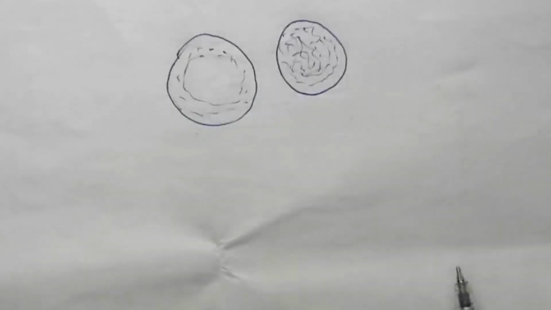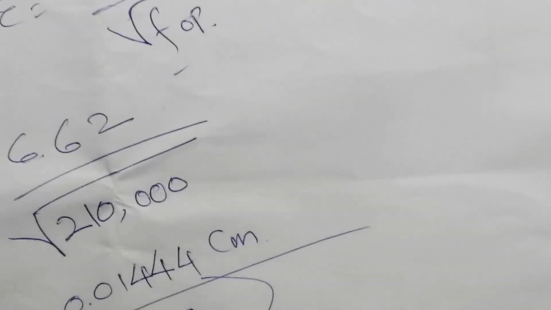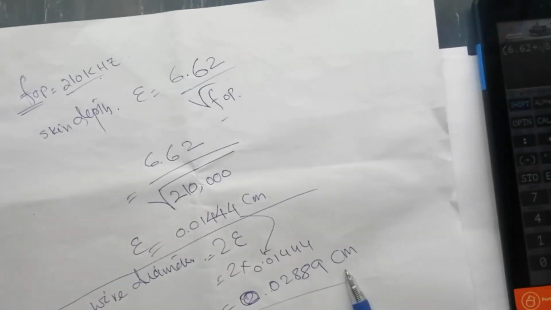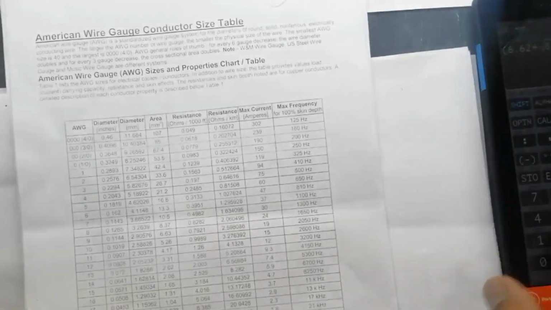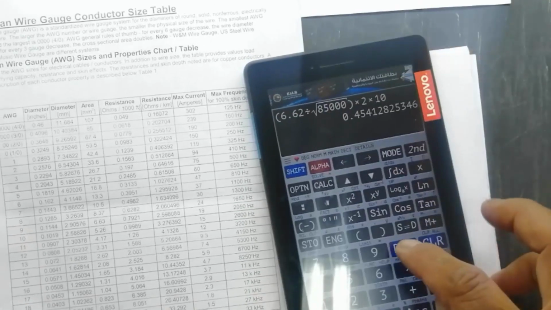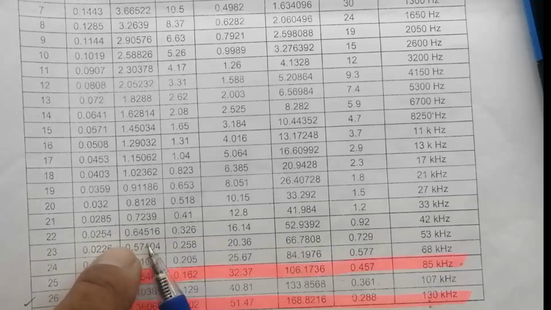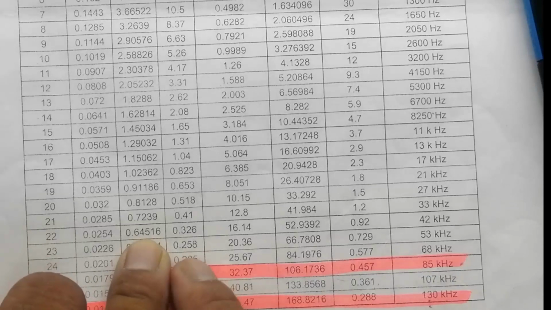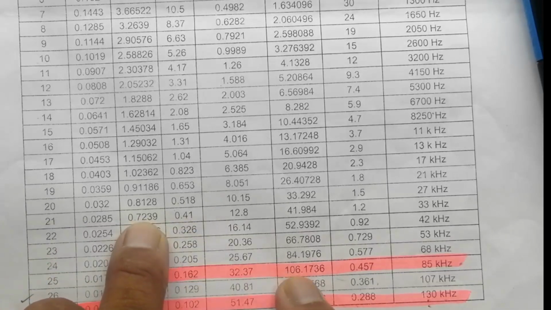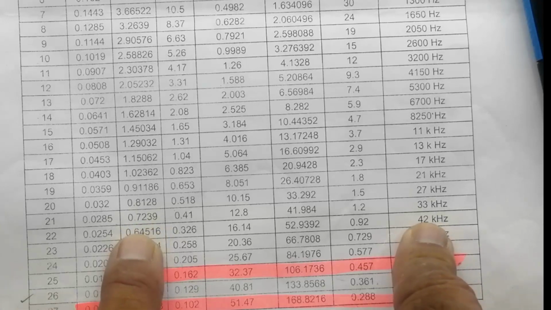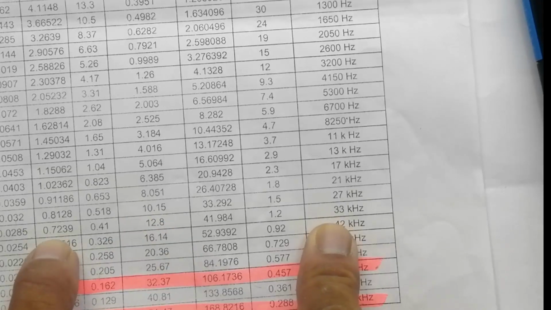We have to follow the calculation. What is the wire diameter here? We have to go to the closest value of the wire. For example, I want to use 37 kHz. It is 0.688, it is 0.645, and then there is 0.72. So here I can use this 0.64 wire, and I can also use this other wire.